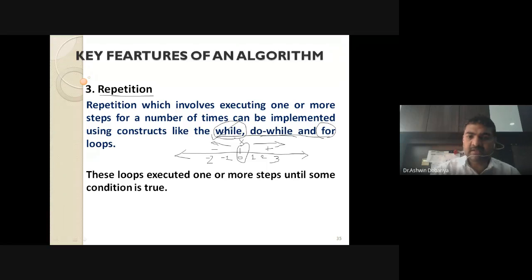How can we write a while? This loop executes one or more steps until some condition is true. Until some condition is true, right? See how many times that loop will execute. Each and every time it will check the condition. So in a loop we have to mention 3 things.